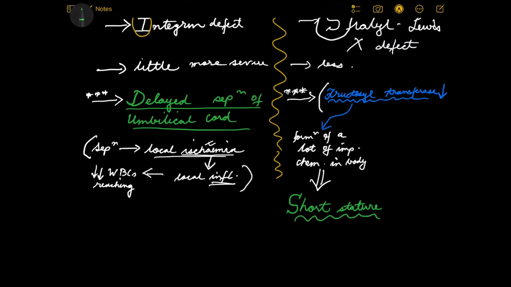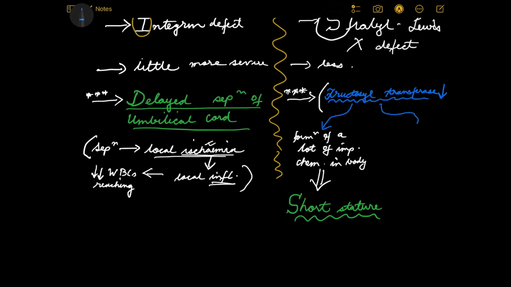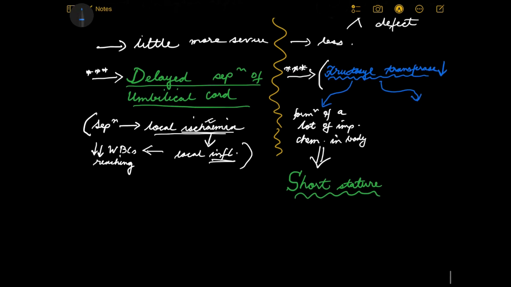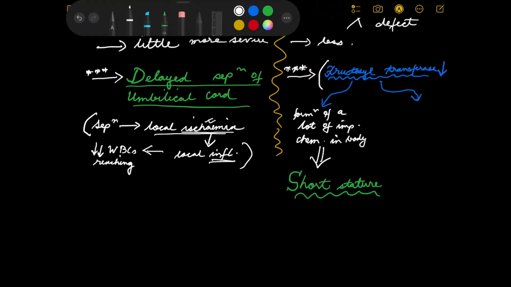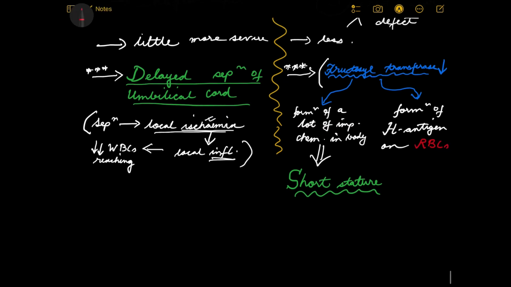Okay. The other function of fructosyl transferase, and this is very important, is that it is actually needed for the formation of H antigen on RBCs, erythrocytes. What does this mean?